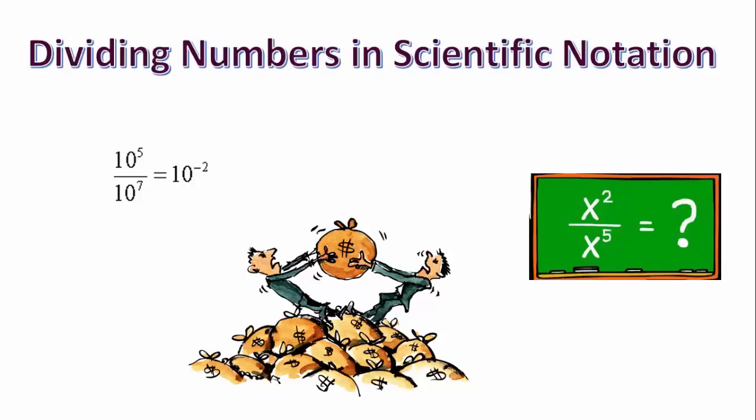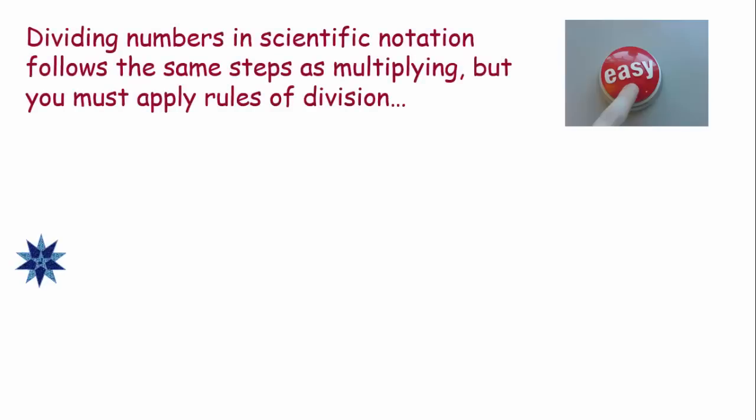And this is going to be awesome, everyone, because this ties in to exactly what we've been studying when we divide numbers in exponential notation. So that means if we have the same base, we subtract our exponents, but it's going to be really cool. So let's take a look at this. Dividing numbers in scientific notation follows the same steps as multiplying, which is what we did last night, but you must apply the rules for division.